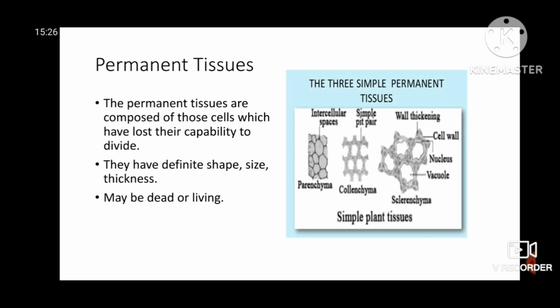Permanent tissue is the second type of plant tissue. Permanent tissues are composed of those cells which have lost the capability to divide, meaning these cells cannot divide. They have definite shape, size and thickness, and they can be dead or living.